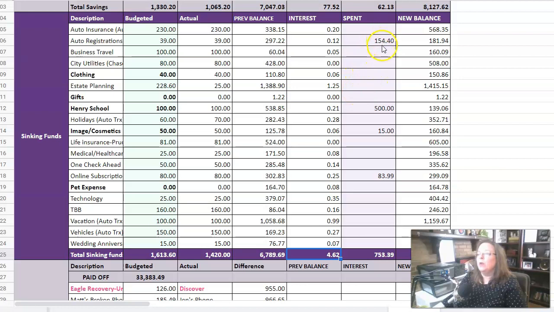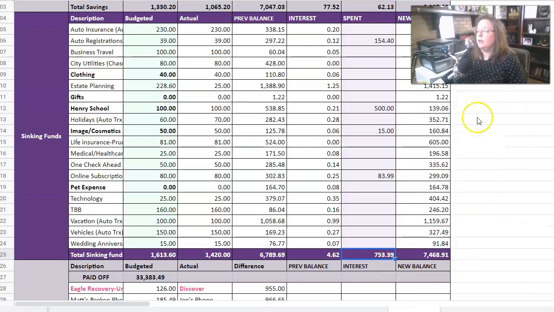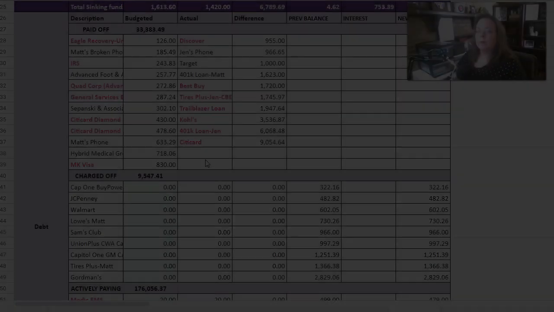So we pulled 154 out of our auto registrations to cover that auto registration in the transportation section. We pulled 500 out for Henry's graduation, 15 out for my brows, and then the 83 out for the Carbonite, which is that backup plan that we have. So we pulled a total of $753, and that brings our total to $7,468 at the end of July.